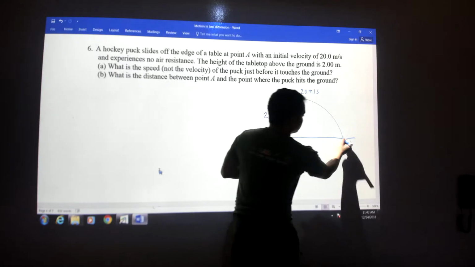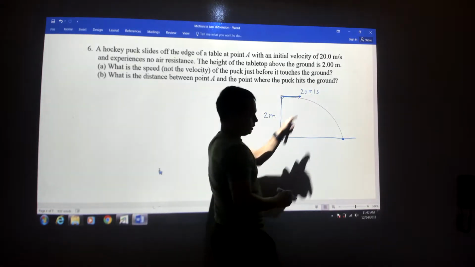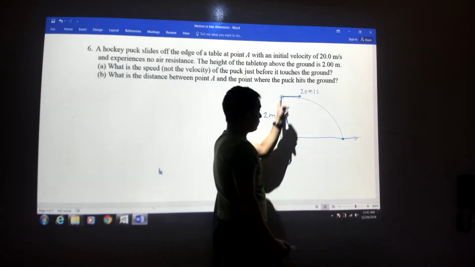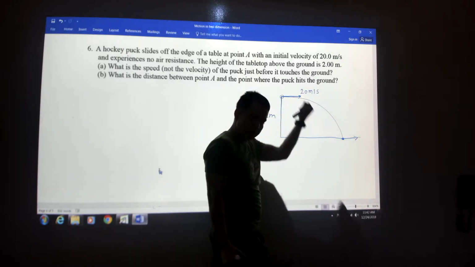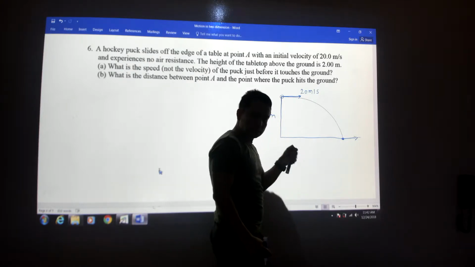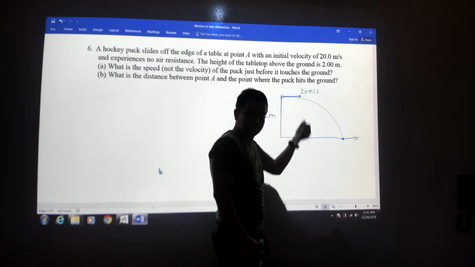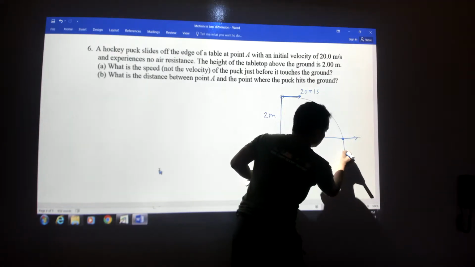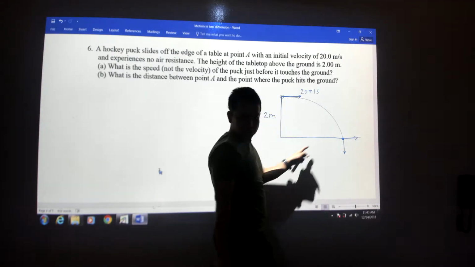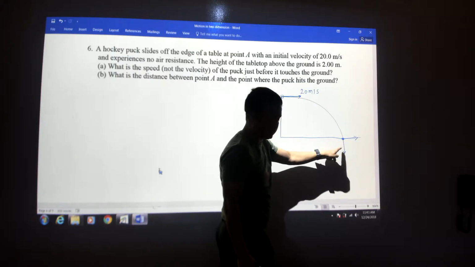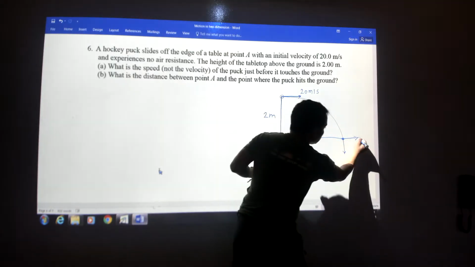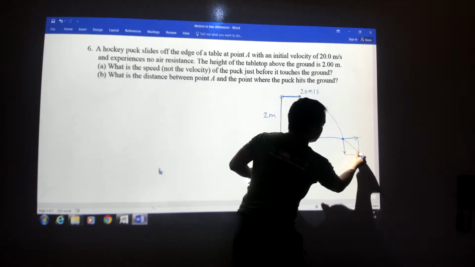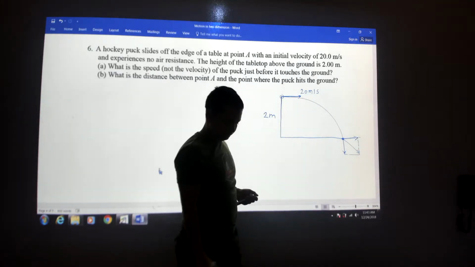Remember, this is the horizontal velocity. The horizontal velocity at all points is the same, but the vertical velocity increases because gravity is pulling downwards. Gravity is not acting horizontally, it is acting only vertically. So there will be a vertical velocity. The total velocity has this horizontal component and this vertical component. The total velocity would be the vector addition of the two.